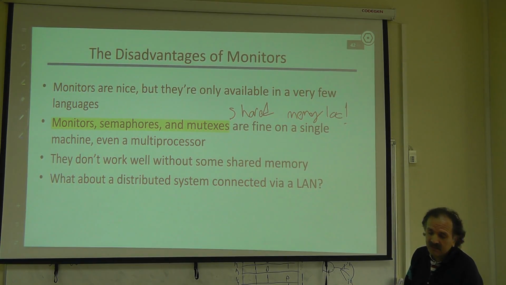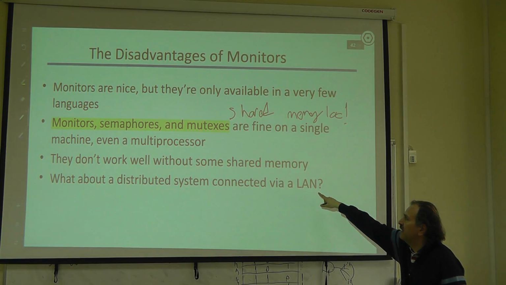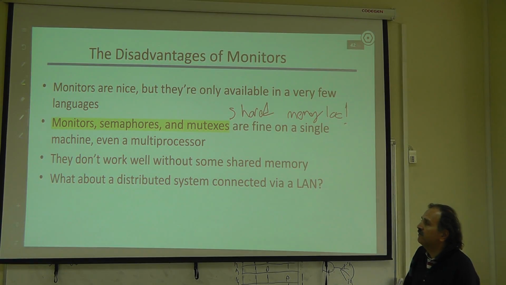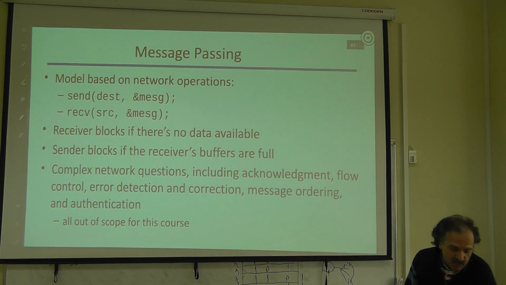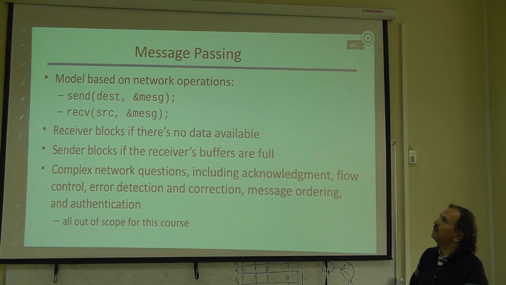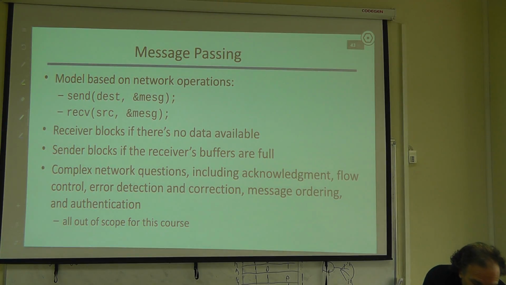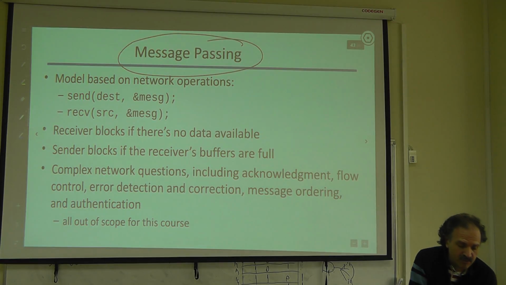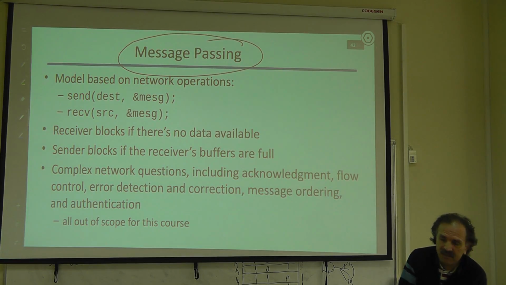So for the other types of communication between the processes, for example, over a local area network or wide area network, whatever on a network, we use some other kind of mechanism for the inter-process communication. So we need these two functions, or functions similar to these two, send and receive functions. Okay, a model based on network operations, send and receive. So we will do message passing. We will send messages between processes and receive messages between processes.